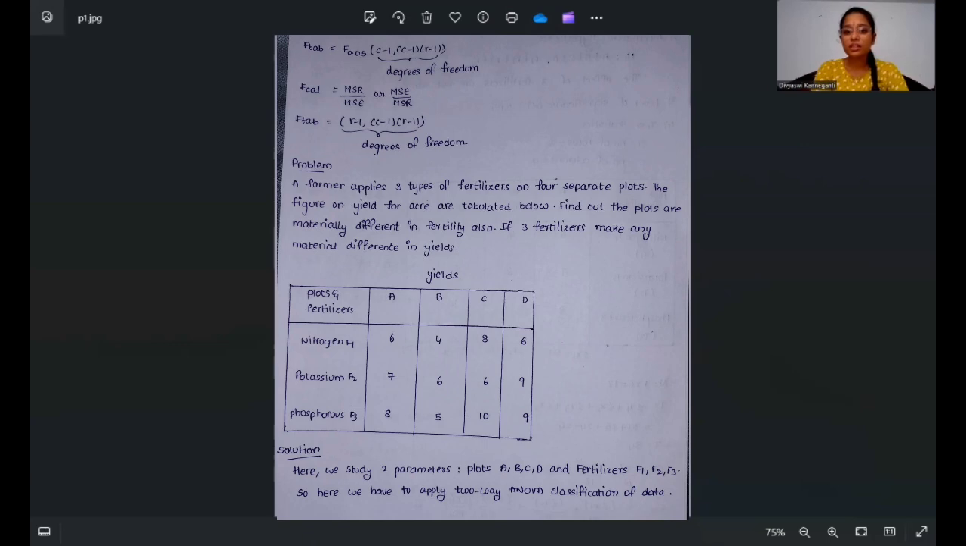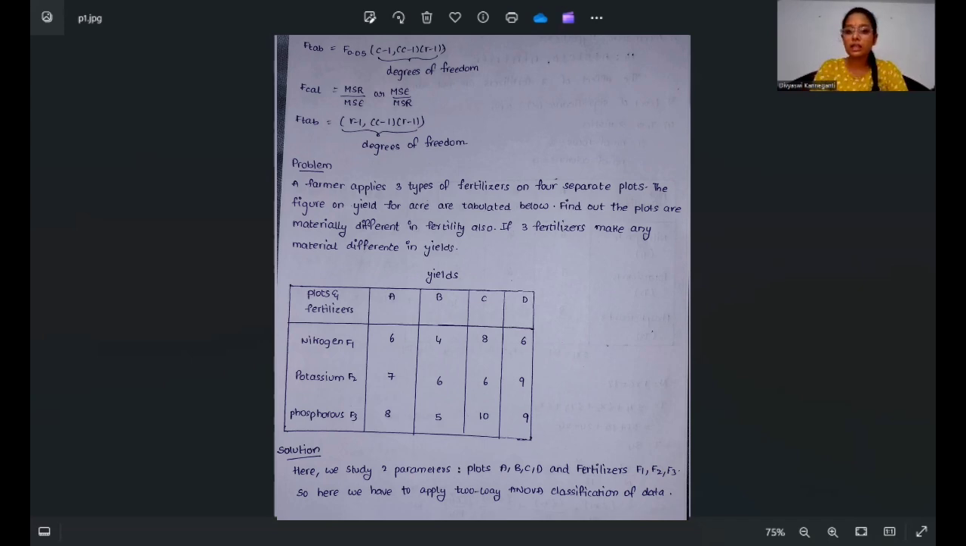Next, the yields on the field per acre are tabulated below. Find out whether the plots are materially different in fertility, and also whether the three fertilizers make any material difference in yield. So basically here we have to find if there is any material difference in the yields or in the fertilizers. For this we have to check the null hypothesis and the alternative hypothesis.